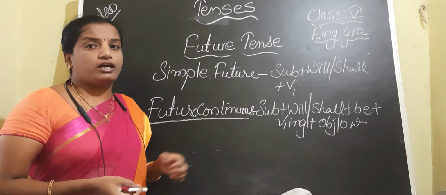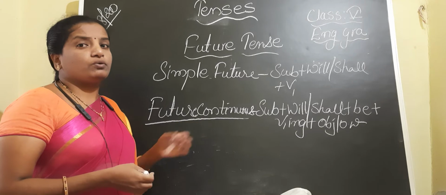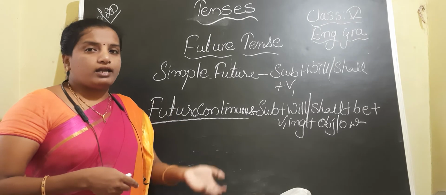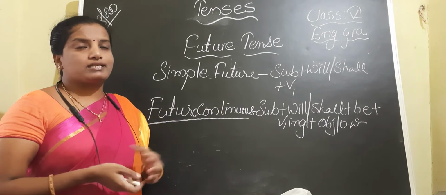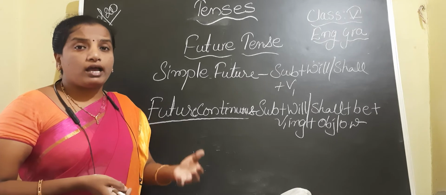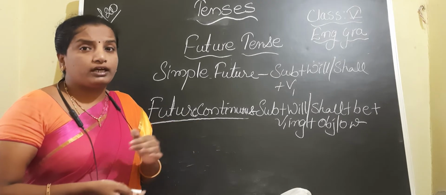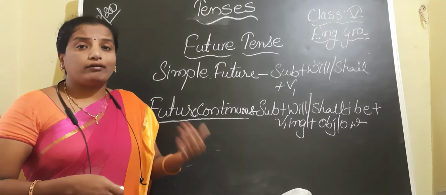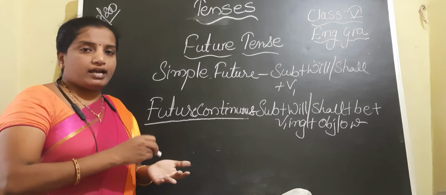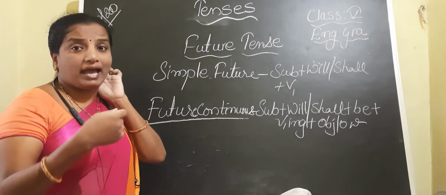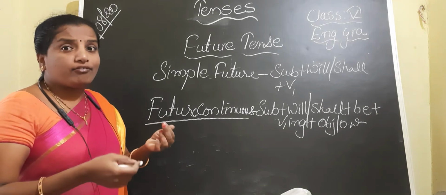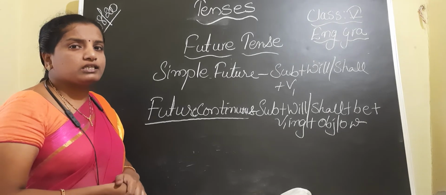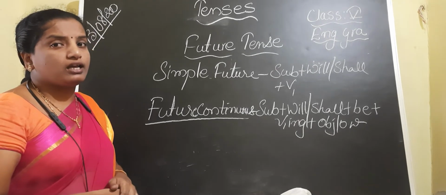See children, future continuous is used to denote the actions which are going to happen at or after the time of the speaking. Suppose tomorrow I will be going to the market at this time, meaning tomorrow at this time I will be going to the market. That is, the actions which are planned after the time of the speaking, to denote such type of actions we will use future continuous.